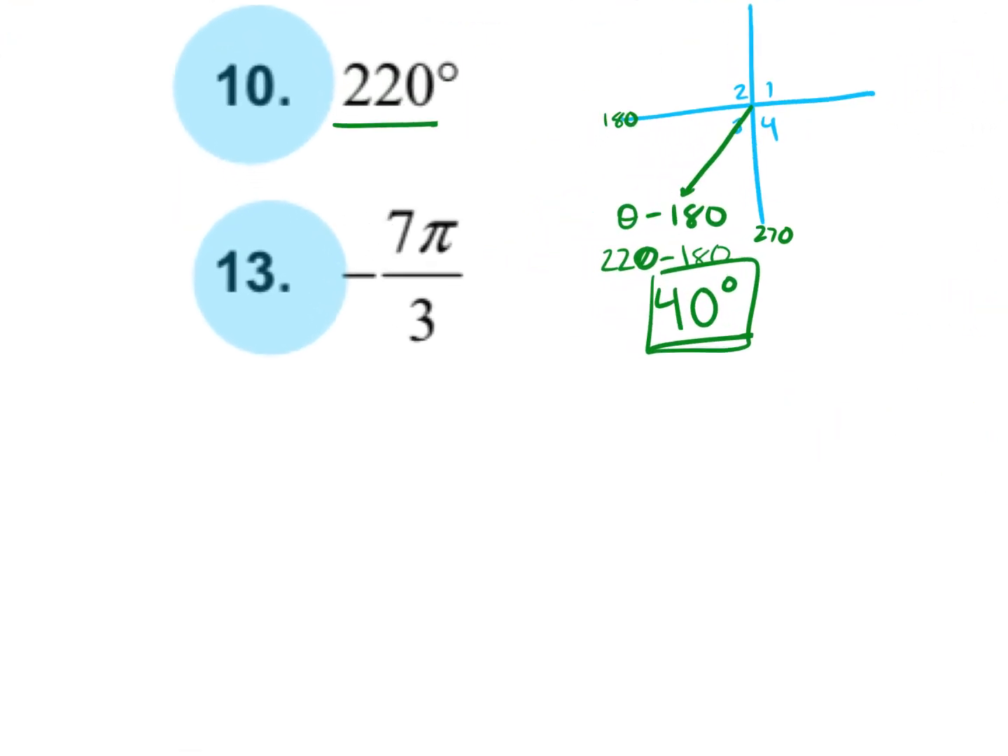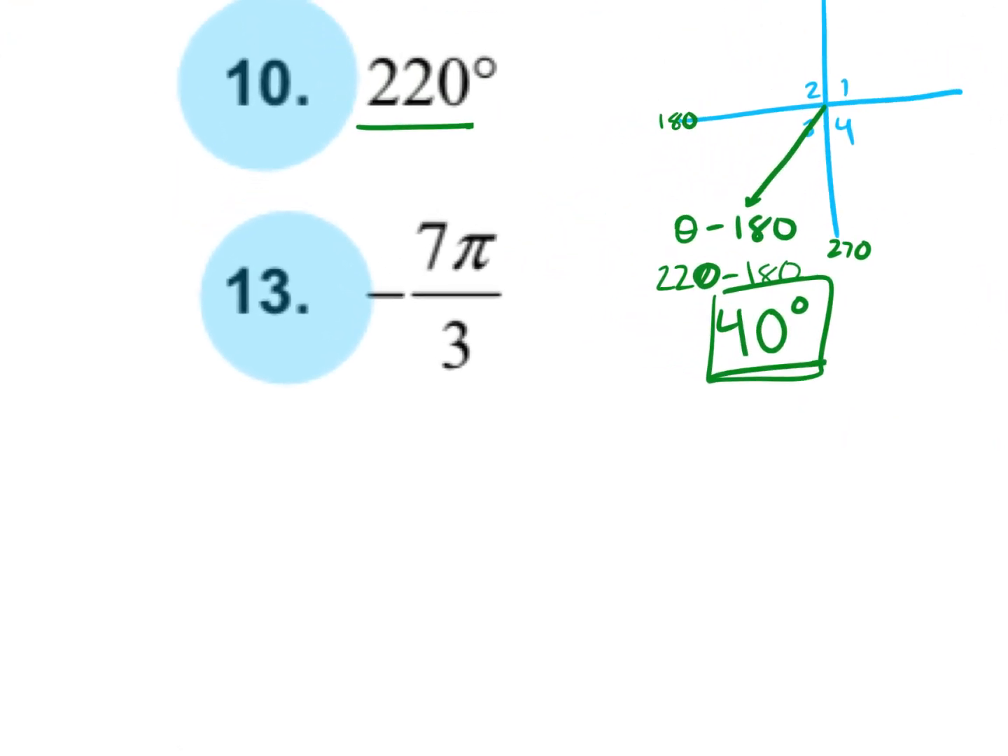All right, last one. Let's do 13. So we don't know what quadrant negative 7 pi over 3 is. So what do we need to do? Convert it. So let's multiply by 180 over pi. Pi's cancel. 3 goes into 180 how many times? 60. What's 60 times negative 7? Negative 420.